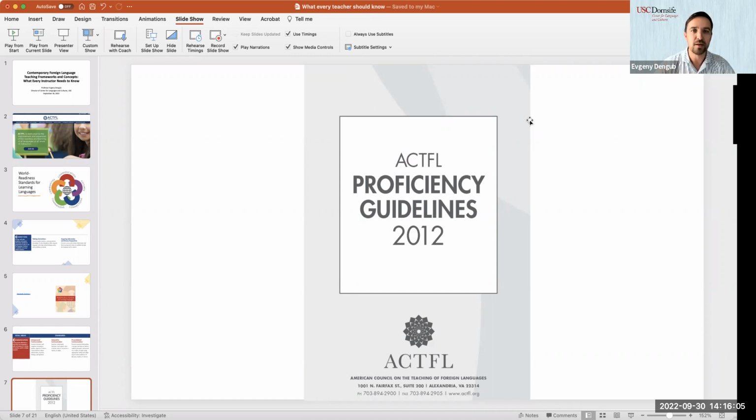And this is very important. This is the document that we use a lot in this country. Other countries have their own proficiency descriptors. There's a European framework. Russia has their own system. I don't know about other countries, China, Korea, I don't know what they're doing there, but the ACTFL Proficiency Guidelines is the core document that's used in this country.